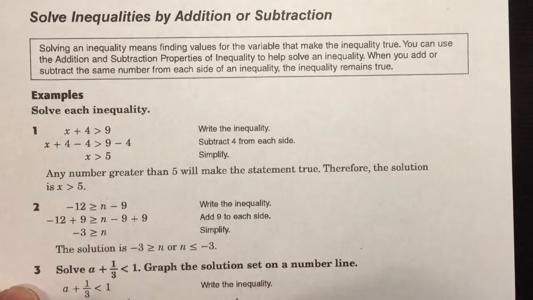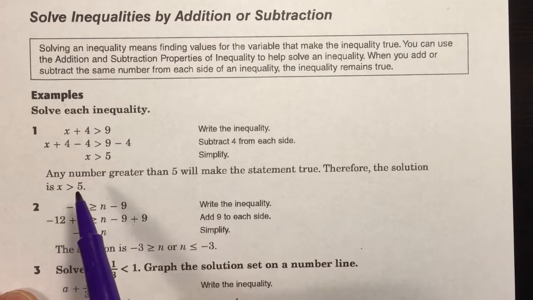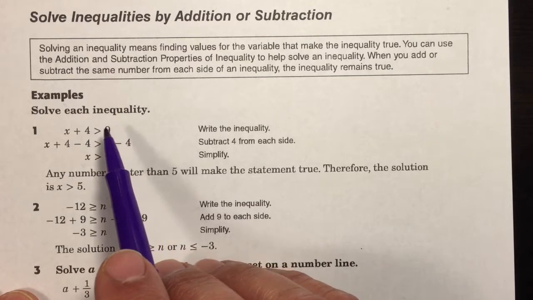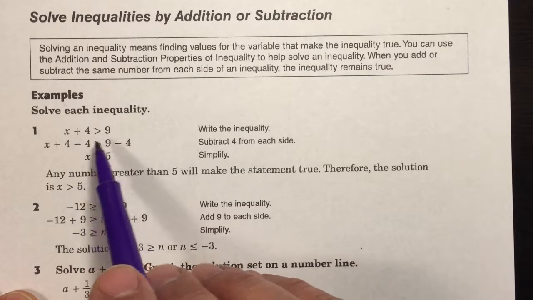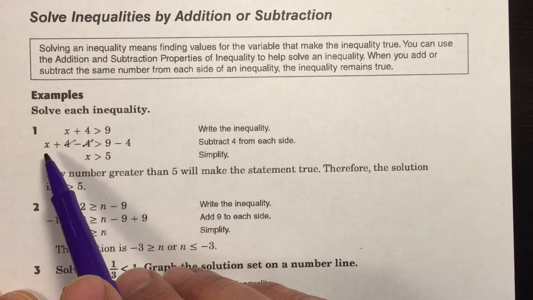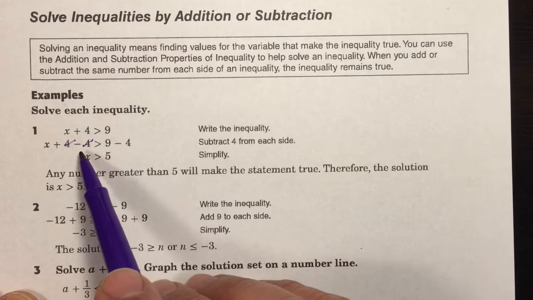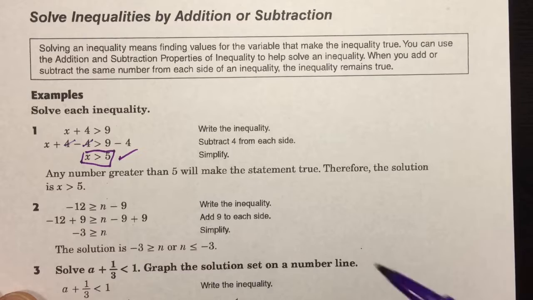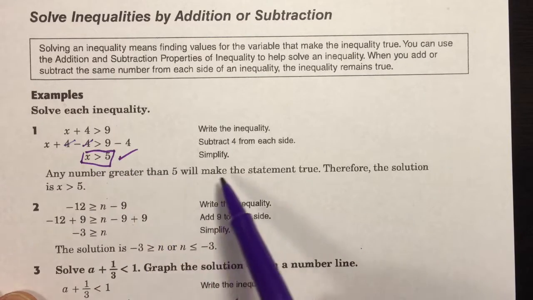So let's see the example. Solve each inequality. The first one is x plus 4 greater than 9. The idea is to leave the variable x on one side and the numbers on the other one. In order to eliminate the 4, I'm going to subtract 4 on both sides. When I subtract 4, these two go away. X remains on the left side, greater than 9 minus 4, which is 5. So this is going to be my solution: x greater than 5 after simplifying. So any number greater than 5 is going to make this statement true.